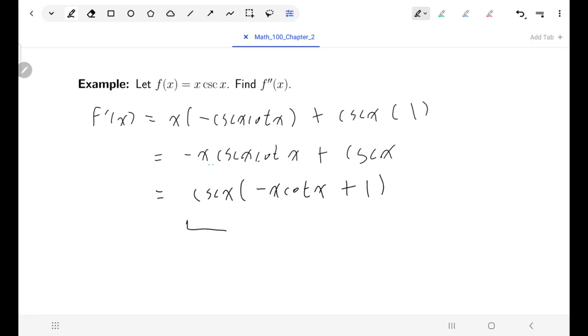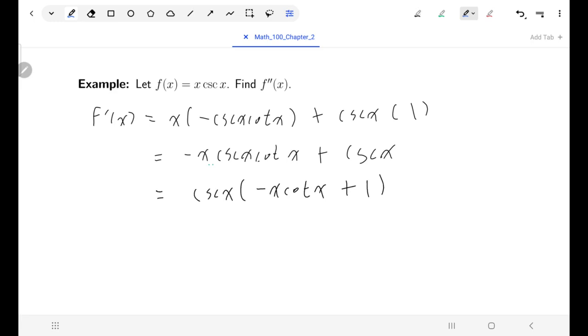I have cosecant as one factor and then all of the rest as a second factor. And when I do the derivative of that second factor, there will be a product rule within it. But I think that's a little bit more straightforward: a product rule of two factors within a product rule of two factors. I'm more comfortable with that.